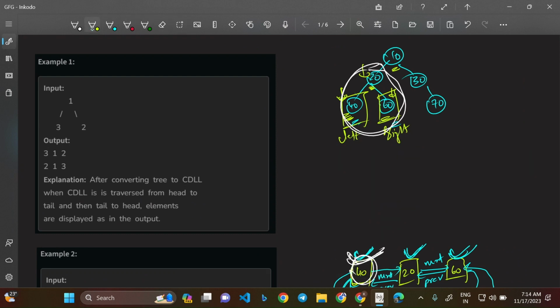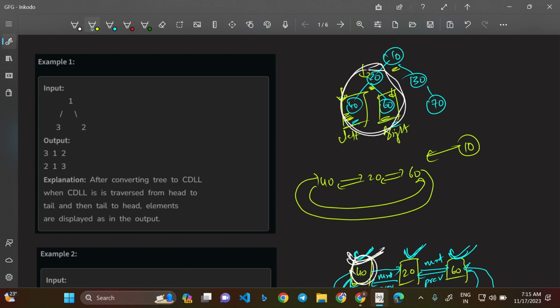10 looks to its left and sees there is a CDLL coming in this fashion: 40, 20, 60, and this is satisfied. All right, so 10 sees this: to my left a CDLL has been formed, and now I need to be a part of the CDLL. How am I going to be a part of the CDLL? Apply the same logic. What are the 4 transitions that I'm going to do? Let us assume my 10 is here.